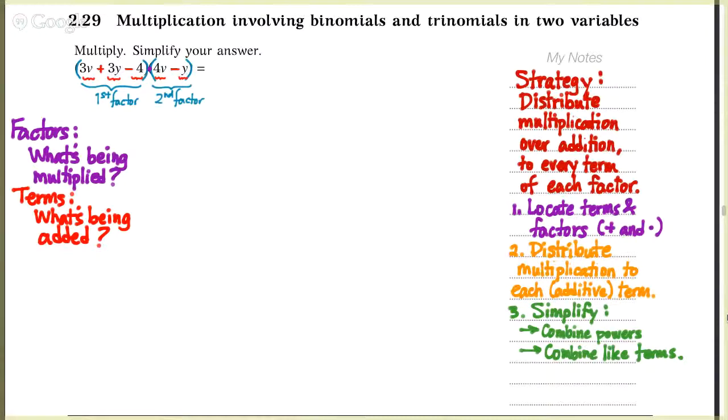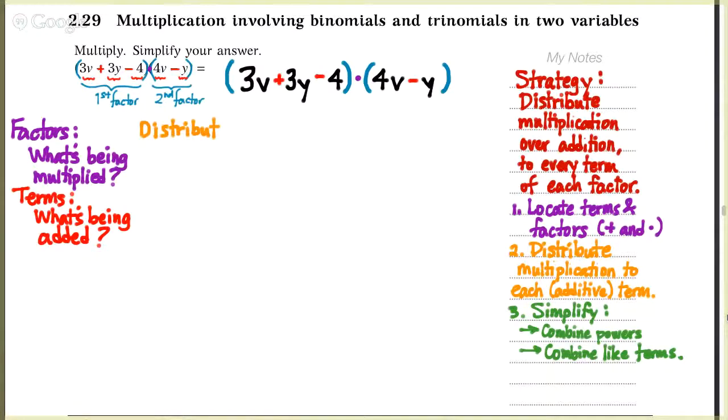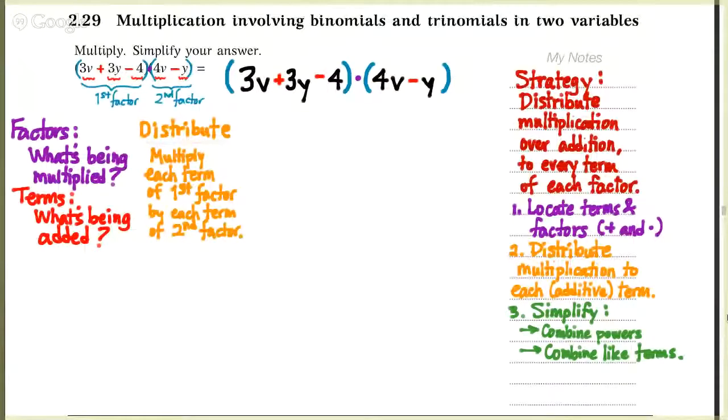So our expression here has two factors in it, and each of the factors has multiple terms in it. The first factor has three terms, the second factor has two terms. So we're really multiplying, again, a trinomial by a binomial. Let me rewrite it a little bit larger. Now we can distribute. And what distribution means in this example is that every term of that first factor needs to be multiplied by every term of that second factor.